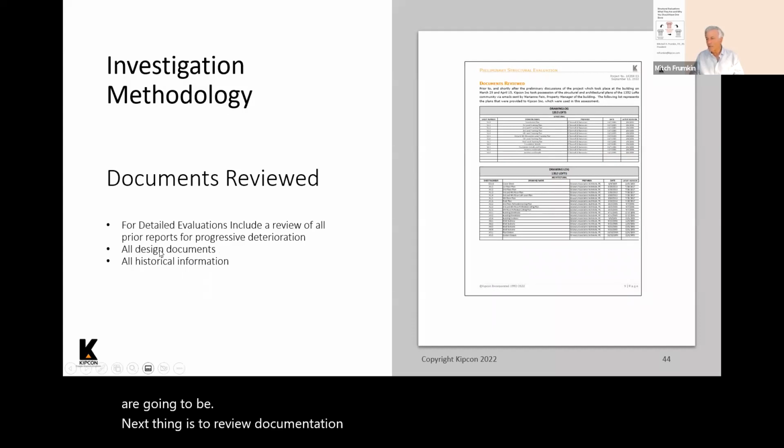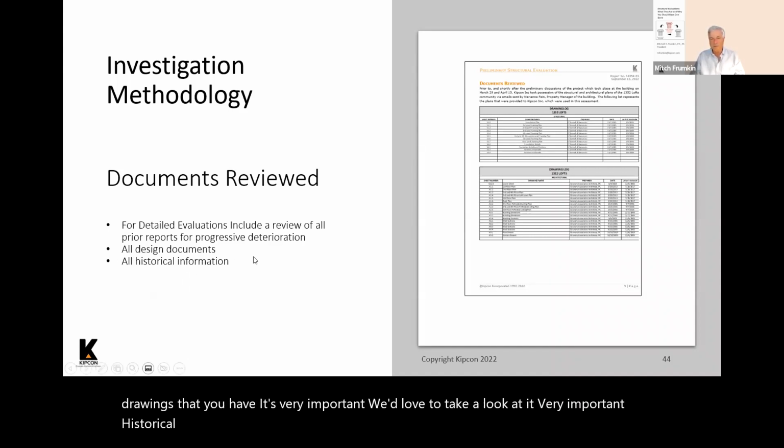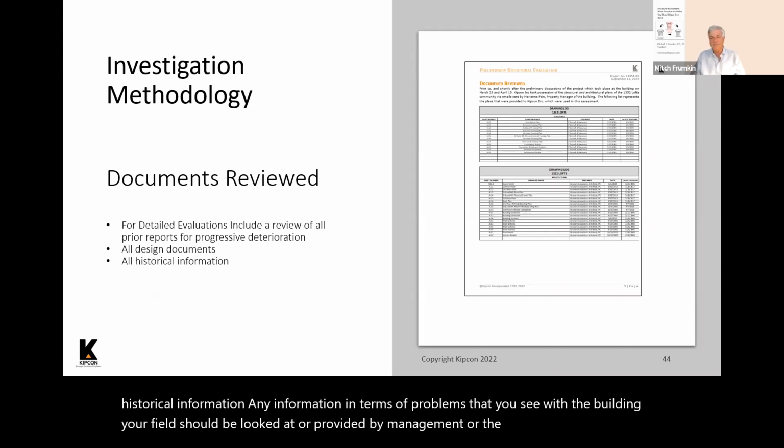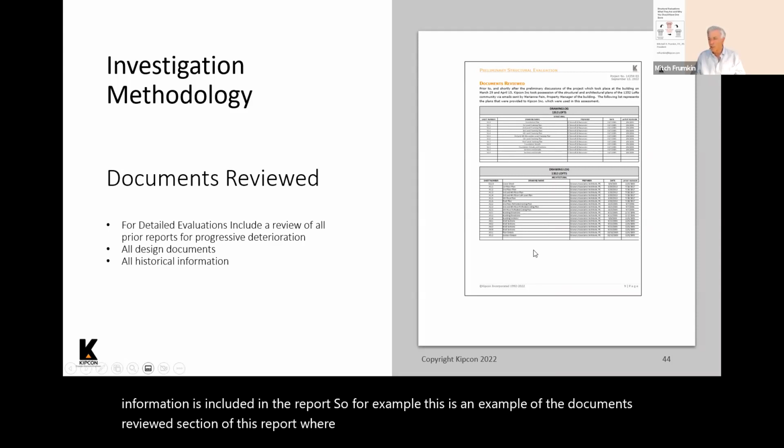Obviously, all design documents. I just showed you any drawings that you have. It's very important. We'd love to take a look at it. Very important also is historical information, any information in terms of problems that you see with the building you feel should be looked at, or provided by management or the owner. All of this information is included in the report. So, for example, this is an example of the documents reviewed section of this report where it lists every single drawing that we looked at.